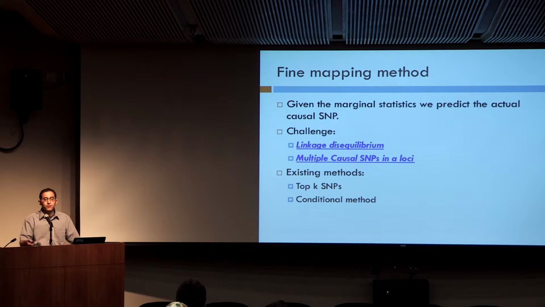So if two SNPs are in LD and one of them is causal, you will see the effect of that causal SNP in another SNP. So you don't know whether the effect you're observing in this variant is the effect of that SNP, or whether you're tagging the effect of another SNP.